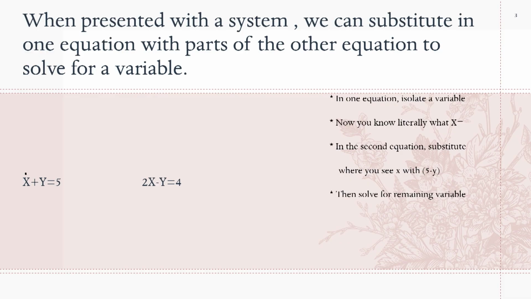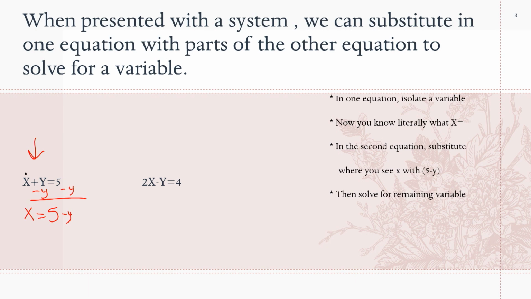So let's look at this. We've got some different steps that we can use. First thing I want to do, in one equation, I'm going to isolate a variable. Let's look at this first one over here. I'm going to isolate my x. That means I'm going to get my x by itself. To do that, I'm going to subtract my y on both sides. So I know literally what my x equals. X equals 5 minus y.